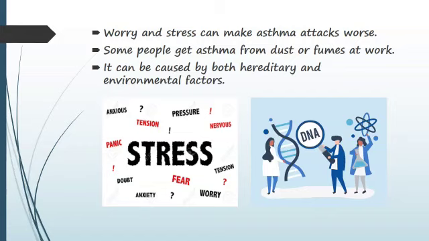And one very important point about the asthmatic condition is that it can be a hereditary disorder. You can get it from your parents, and you might pass it on to the next generation. And it can also be caused by environmental factors. So both the DNA and the environment can result in asthma conditions as well.